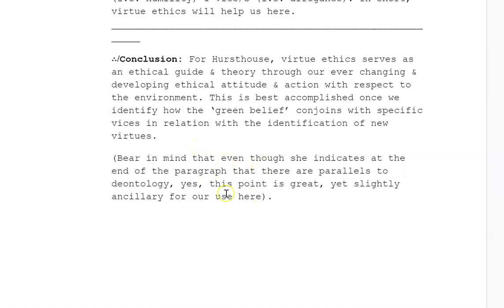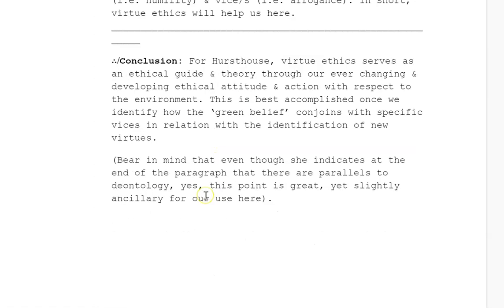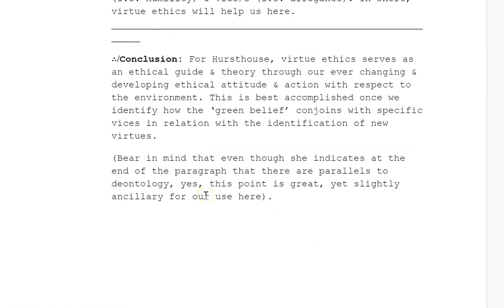And so there are some other points here on deontology, in the parentheses, that we're not using. So why don't we take it from there and talk more about this in class?